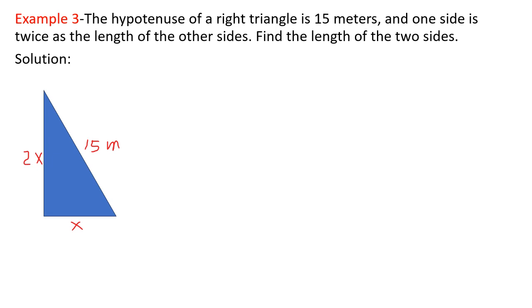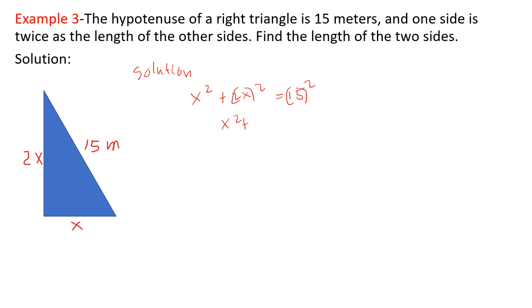The hypotenuse of a right triangle is 15 meters. And one side is twice the length of the other side. Find the length of the two sides. So your solution is x squared plus (2x) squared equals 15 squared.